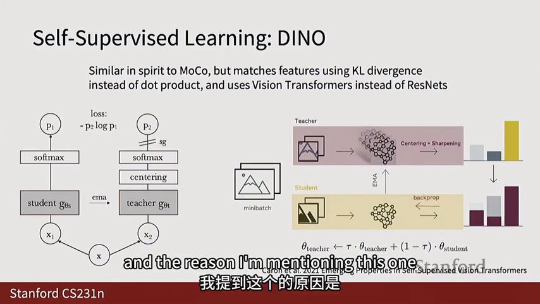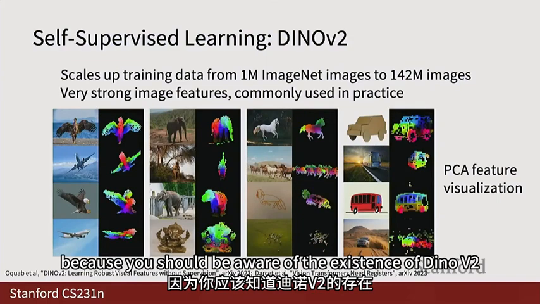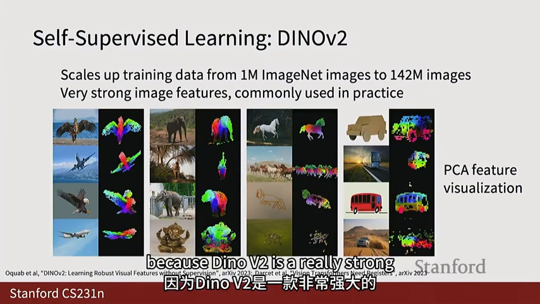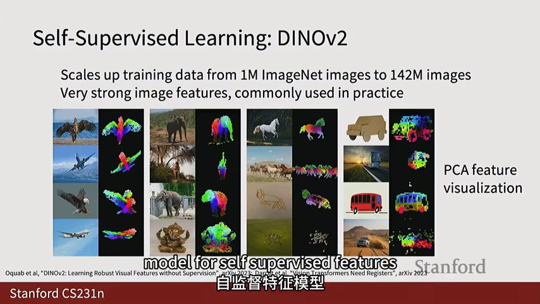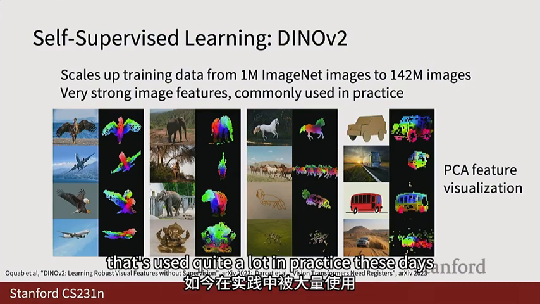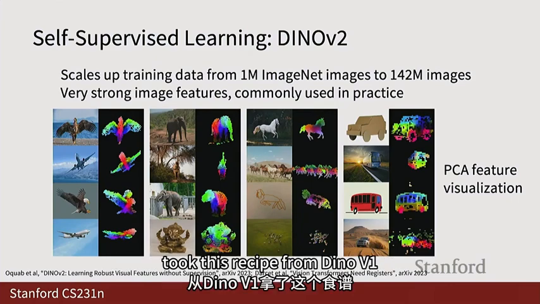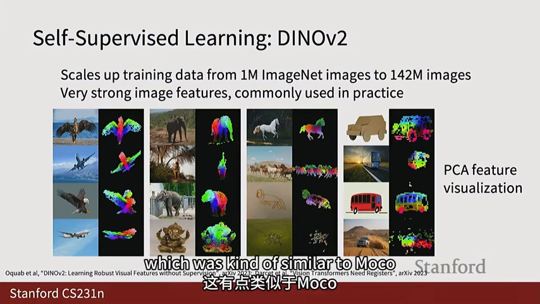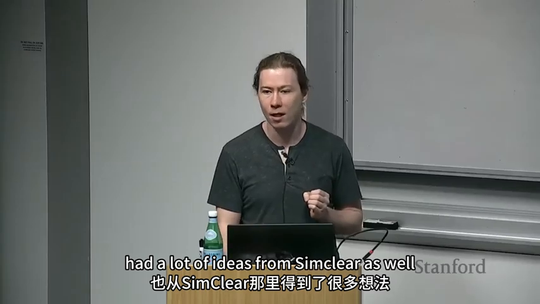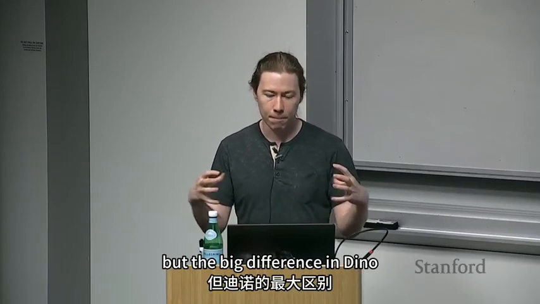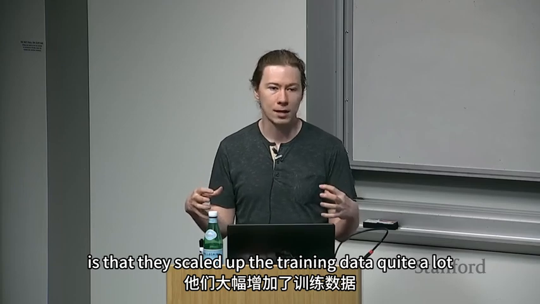And the reason I'm mentioning this one is because you should be aware of the existence of Dino v2, even if we don't talk about exactly what it does. Because Dino v2 is a really strong model for self-supervised features that's used quite a lot in practice these days. So what they basically did is took this recipe from Dino v1, which was kind of similar to MoCo, has a lot of ideas from SimCLR as well, but a lot of unique details in their approach as well. But the big difference in Dino v2 is that they scaled up the training data quite a lot.